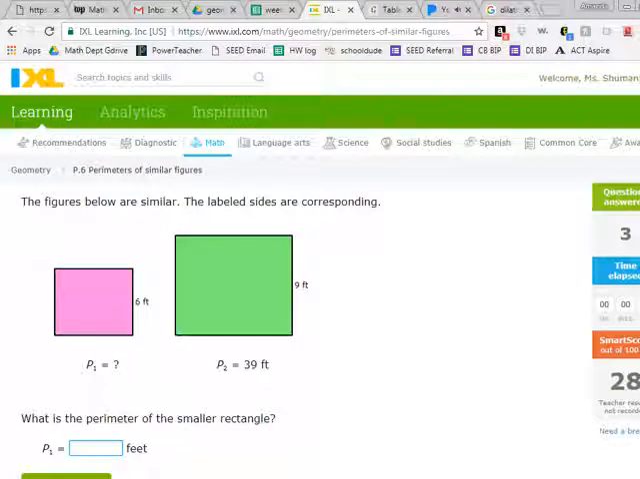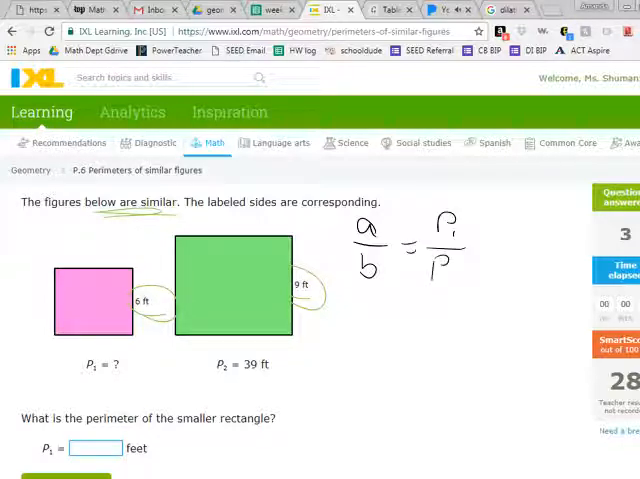Again, the figures below are similar, so we can use that same ratio. They say the labeled sides are corresponding, which is good. So that tells us that this side goes with this side here. That's going to help us figure out our common ratio. So what it means is we're going to have side, so it's like A over B equals P1 over P2. The P's are my perimeters. Let's call this A, let's call this B.